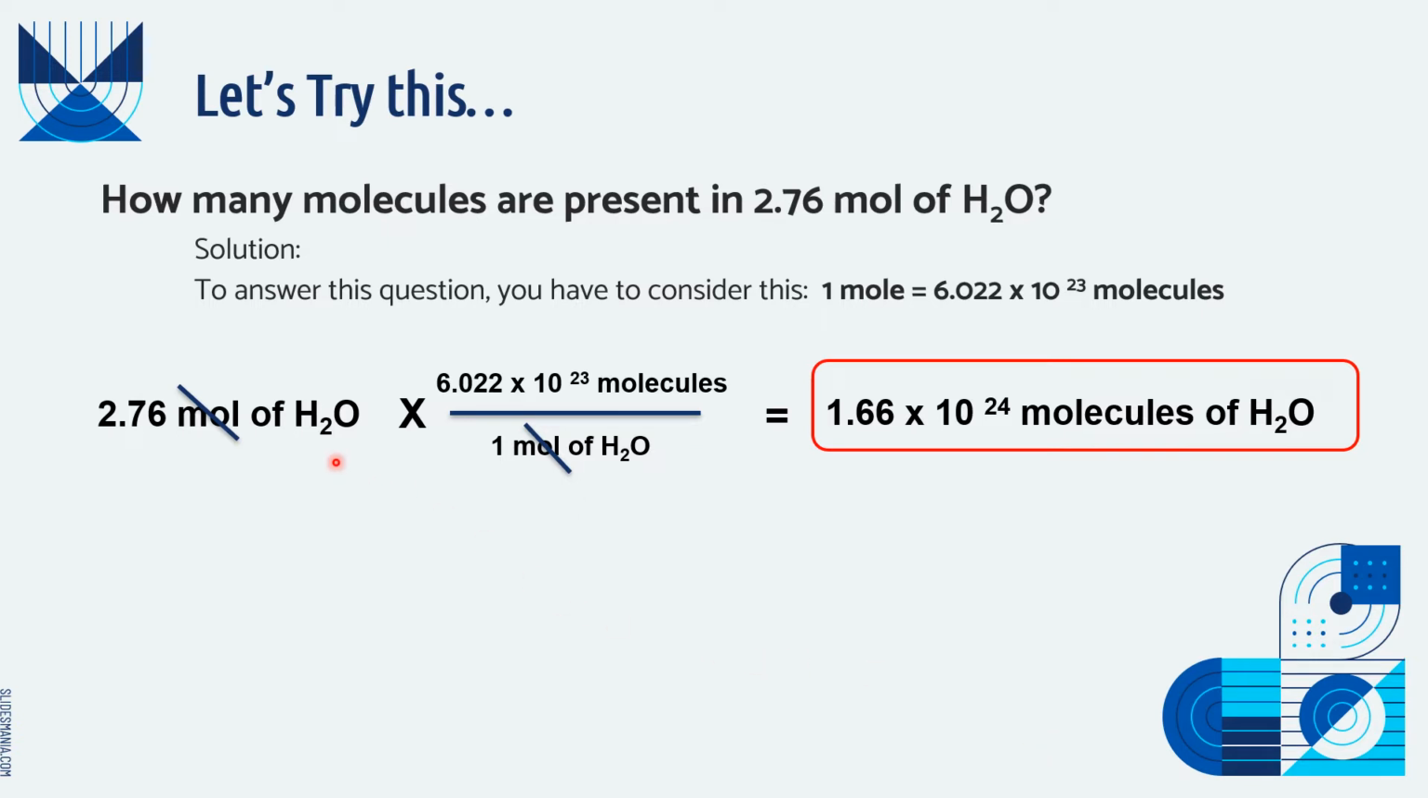It is advisable to use a scientific calculator to multiply 2.76 times 6.022 times 10 raised to 23 molecules, because this is in scientific notation. It should be enclosed in parentheses before it is multiplied to 2.76. So a scientific calculator is advisable. The answer is 1.66 times 10 raised to 24 molecules of water. So in 2.76 mole of water, there is 1.66 times 10 raised to 24 molecules of water.